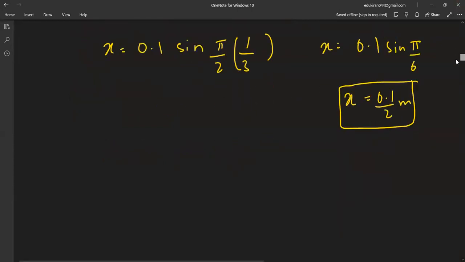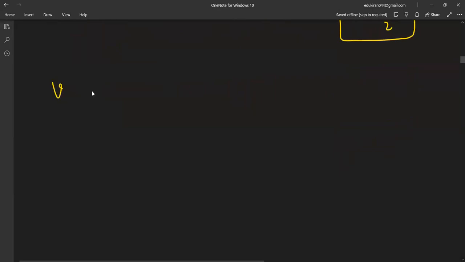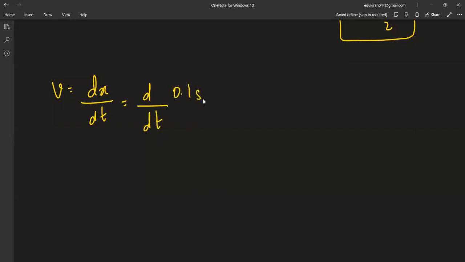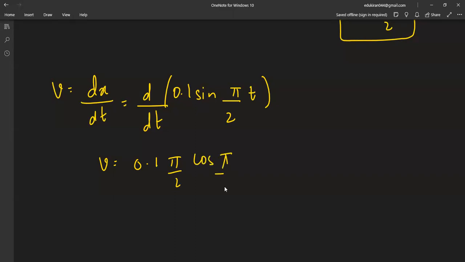Now, whenever we have to find out velocity, I've told you, instead of directly going by the formula, just differentiate it first, the way we have been using it in motion in 1D. So d over dt of 0.1 sine(pi by 2 t). So velocity will be, see, 0.1 is already a constant, pi by 2, and sine becomes cos, again pi by 2 t.